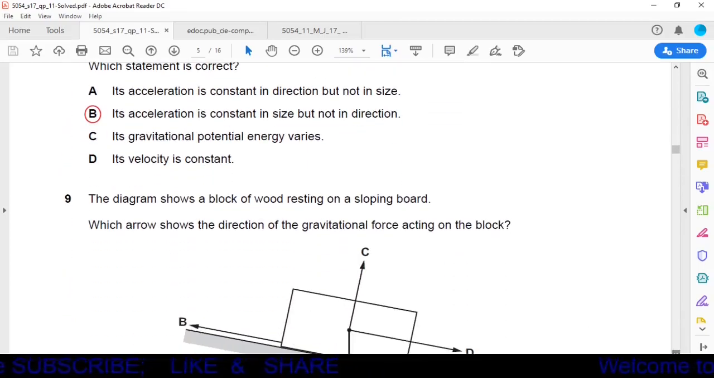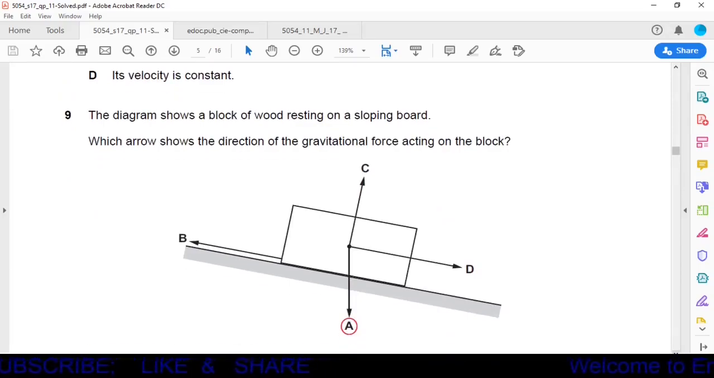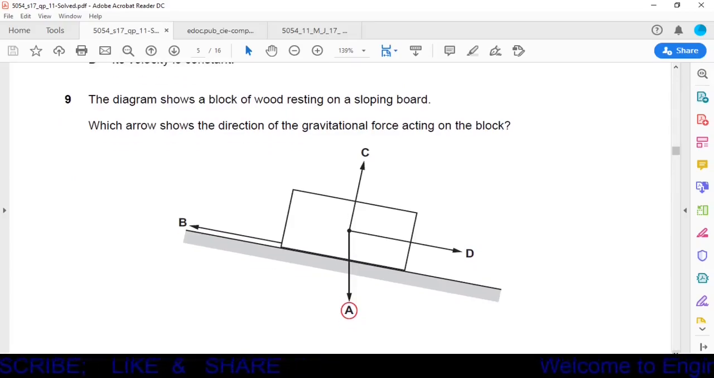Question number 9. The diagram shows a block of wood resting on a sloping board. Which arrow shows the direction of the gravitational force acting on the block? Okay, it is a very simple question. The direction of the gravitational force is always vertically downward, so it will be in the direction of A.